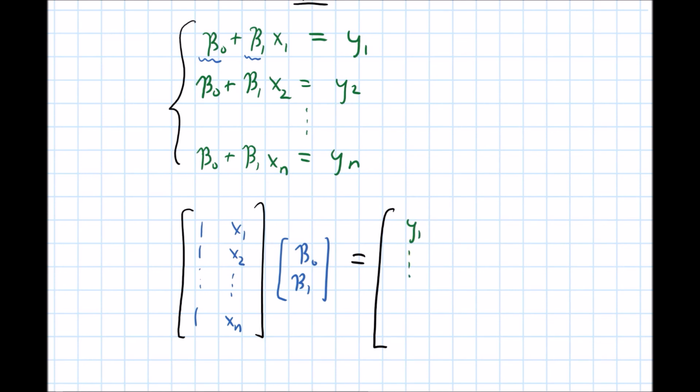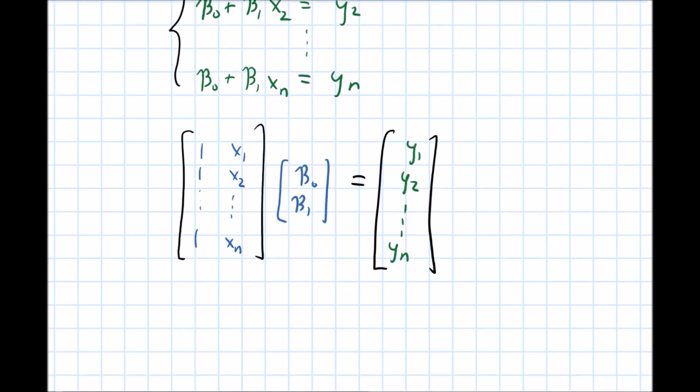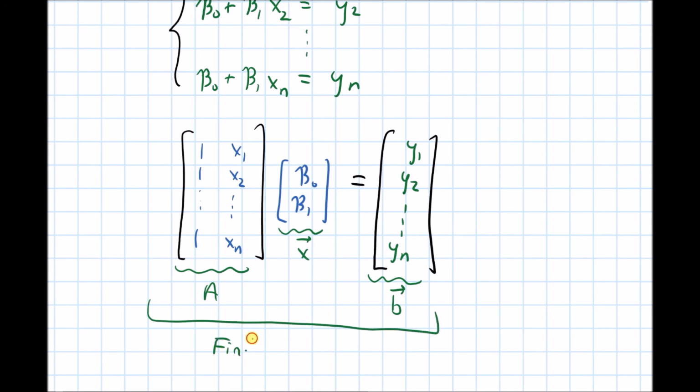The right-hand side will be the vector that has all the y's as the entries. So y1, y2, dot, dot, dot, up until yn. In this system right here, this matrix is our matrix A. This vector is our vector x. And this vector of all the y's is our vector b. So what we try to do when we find a line of best fit is find a least squares solution to this. And when we do that, that will give us our line of best fit.